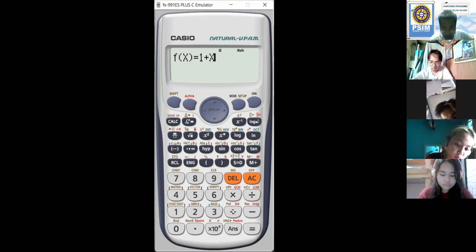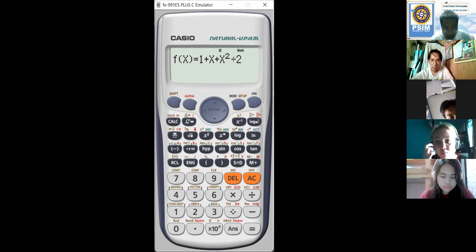1 plus x plus x squared divide by 2 factorial. Okay. 2 factorial is 2. Plus again x, but this time it is x cubed. Okay, x cubed is shift x squared is x cubed. Divide by 3 factorial, how much? 6. 3 factorial is 6. Anyway, you can do it this way or you can do it 3 factorial.